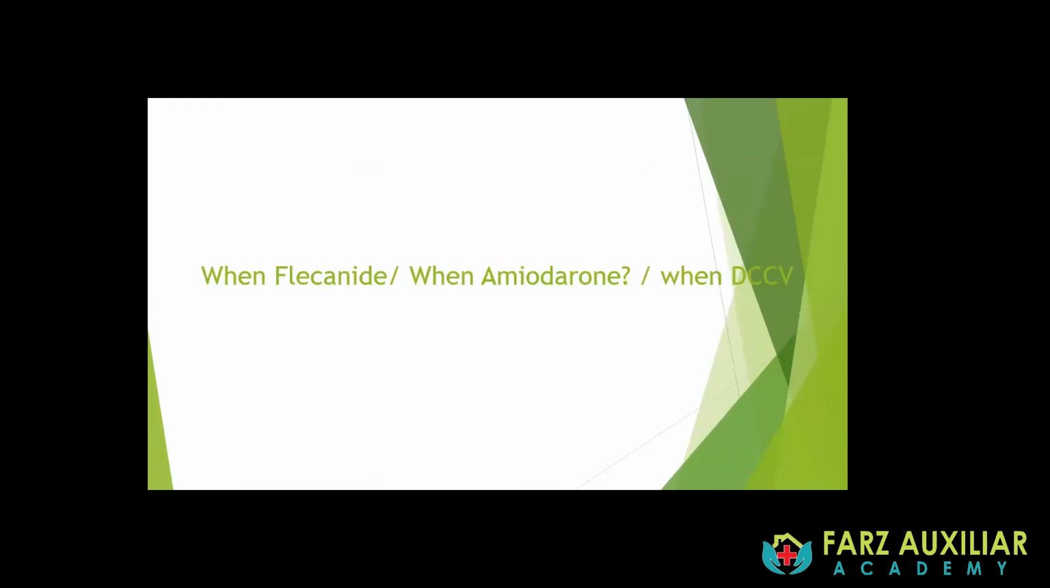So that is the question: when flecainide, when amiodarone, when DC cardioversion. Flecainide is when you are absolutely certain this patient has no structural heart disease, because if they have structural heart disease, there is a risk of ventricular arrhythmia. There was a famous trial on that. So ischemic heart disease or hypertrophic cardiomyopathy, this type of thing, you don't want to give flecainide. So you need an echo before giving flecainide and a proper history.